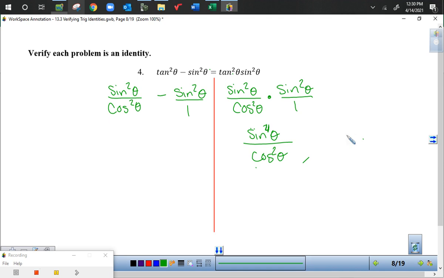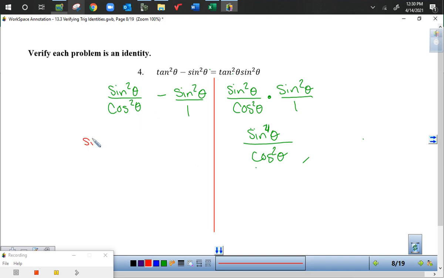On the left, we have subtraction, so we need a common denominator. Okay, so there's 2 ways to get a common denominator, and I'm going to show you both because at times we're going to need both. So the first way is the old-fashioned way. If you want to get a common denominator between cosine squared and 1, you first decide what the common denominator between the 2 would be. If you've got 1 and something, it's always the something. So we can make this look like cosine squared theta.